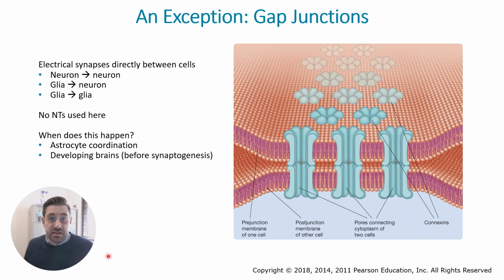Okay, and that's it for the synapse. Next time we'll do a quick walkthrough of different kinds of neurotransmitters and how they work.